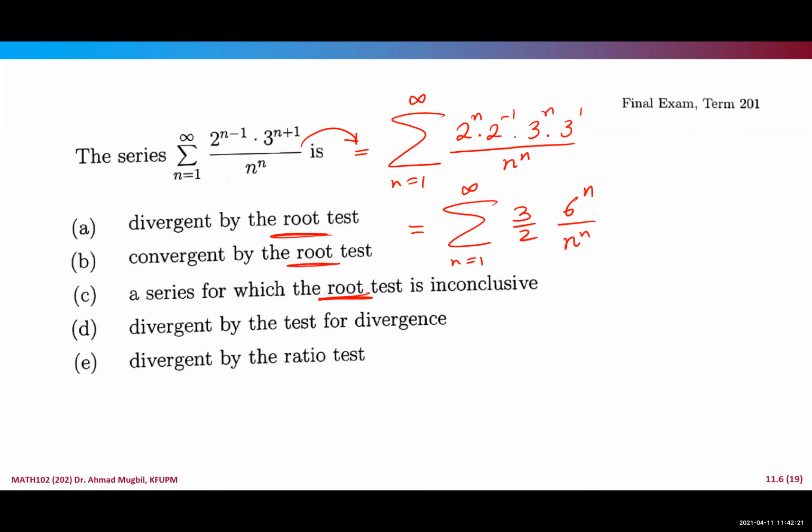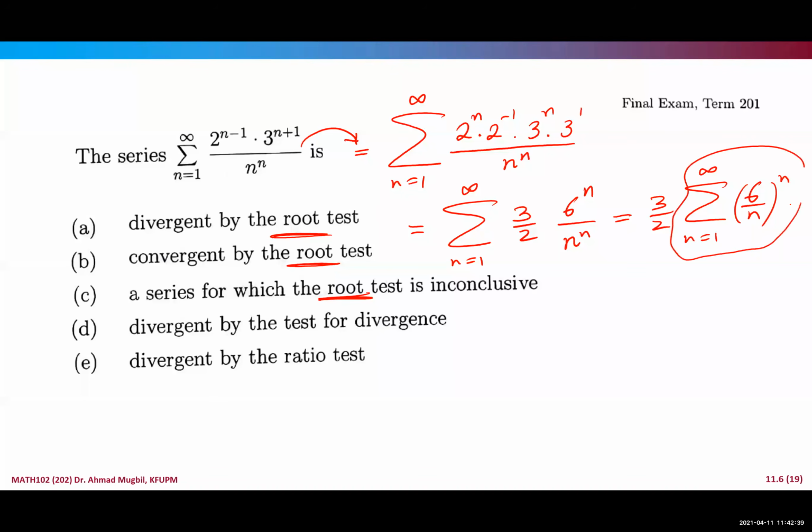I think now, ya shabab, it is clear what you can do. This will be equal to 3 over 2 out, times 6 to the power n over n to the power n, which is 6 over n, all to the power n. Now it is just about this one. Don't worry about the constant multiple, ya shabab. If the series is convergent, the constant multiple is convergent. If it is divergent, the constant multiple is divergent. So just think about this one.